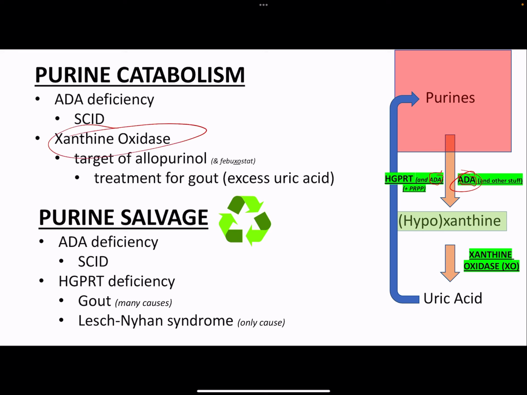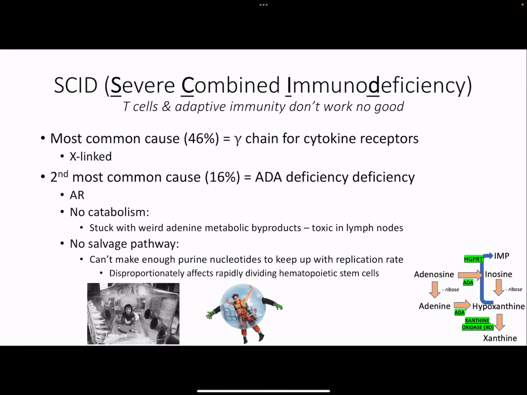More importantly is this one, and this one, in my opinion, HGPRT. Could cause gout, but more importantly, Lesch-Nyhan syndrome. So SCID, severe combined immunodeficiency syndrome. In other words, your T cells suck. There's a lot of different ways we can cause this. The main one is that in 46% of cases, the gamma chain on your T cells doesn't respond to cytokines, and this is X-linked. But you know what? The one that probably is relevant is going to be the one with the enzyme of nucleotide metabolism.